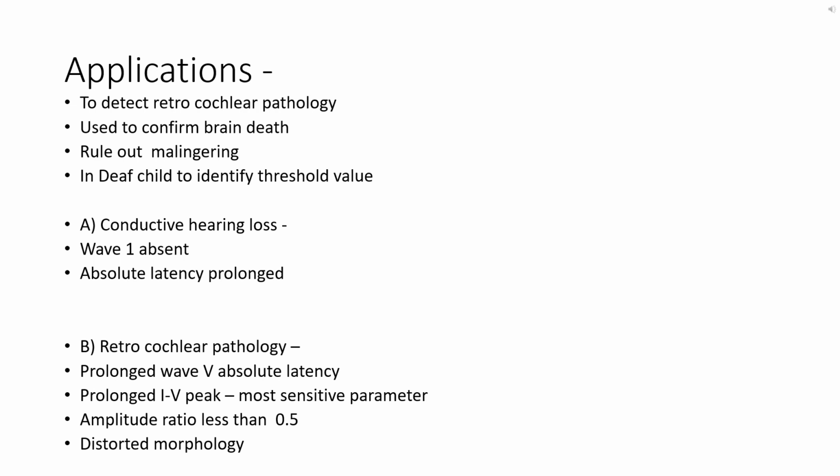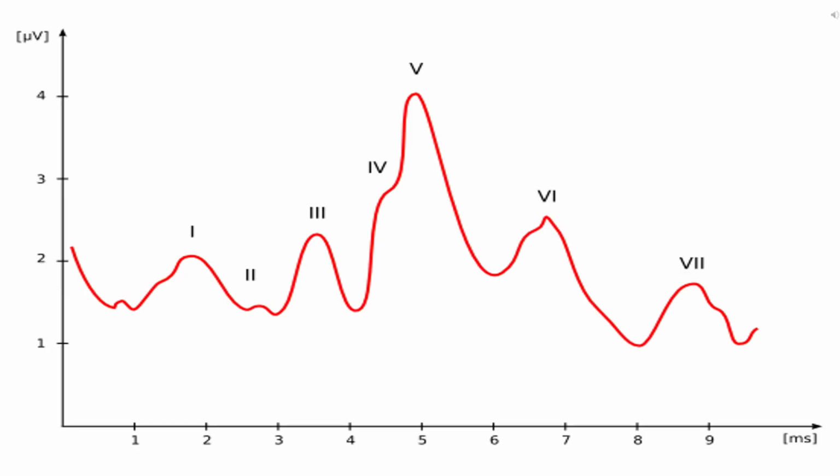So here is a normal waveform image of the BERA. On the horizontal x-axis, we can see the latency plotted in milliseconds, and on the vertical y-axis, there is the generated potential in microvolts. Here we can see almost 1 to 7 waves, out of which the fifth wave is seen, which is the most robust, and it is also the most reliable and most consistent wave.